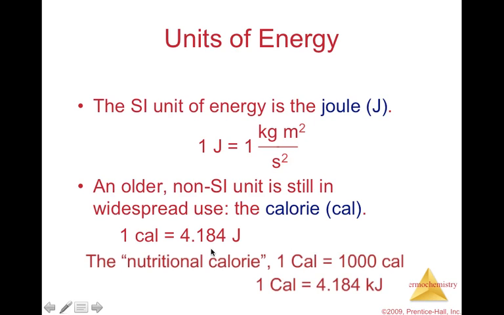And I also wanted to clarify that this calorie is different from a nutritional calorie, which is what this bottom part is. So if you see 1 capital C Calorie, that's actually equal to 1,000 calories. And 1 nutritional Calorie, which is this capital C Calorie again, is equal to 4.184 kilojoules because, again, 1,000 uses the prefix kilo, and that's kind of how you get that one.